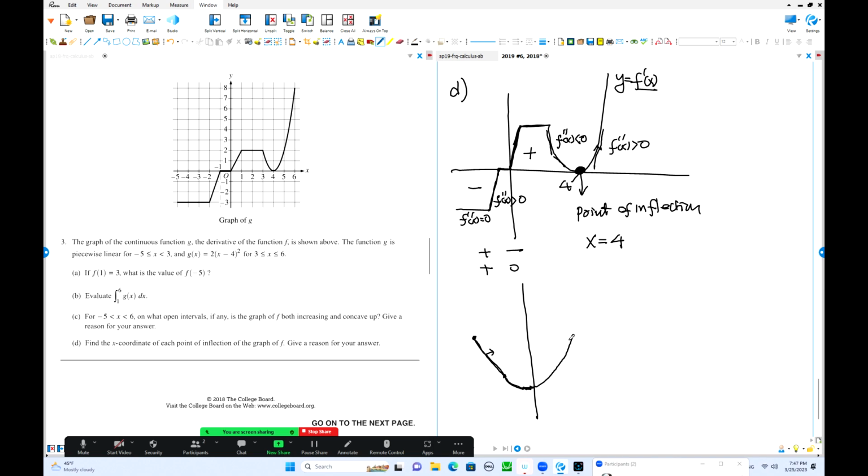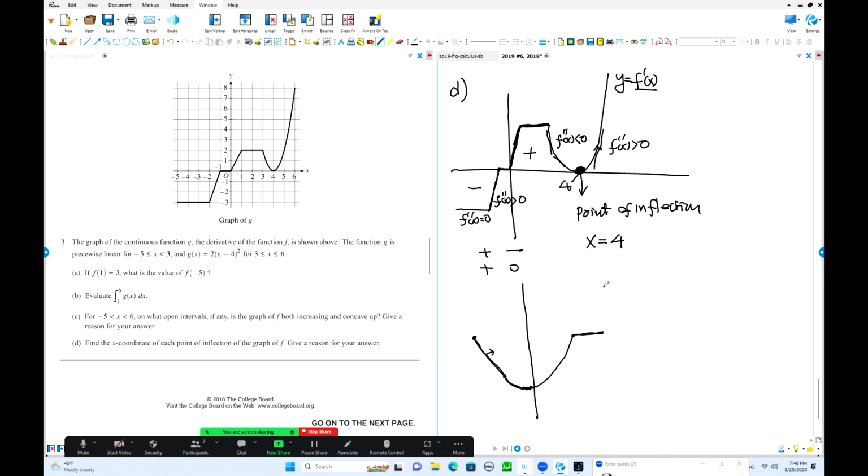After that, the slope is 0 again, right? This is not an inflection point, okay? At an inflection point, they are changing concavity this way, right? This is 0, okay? Not concavity.